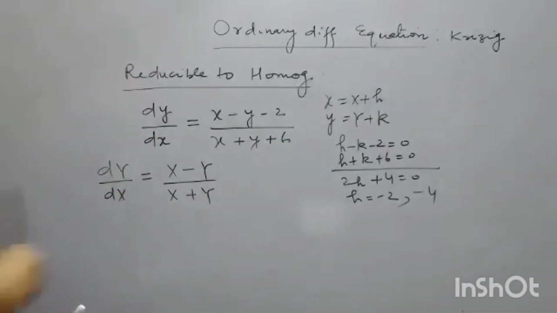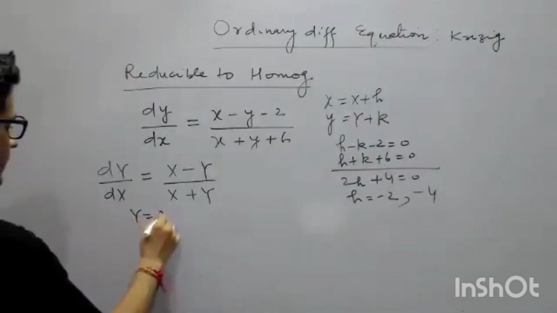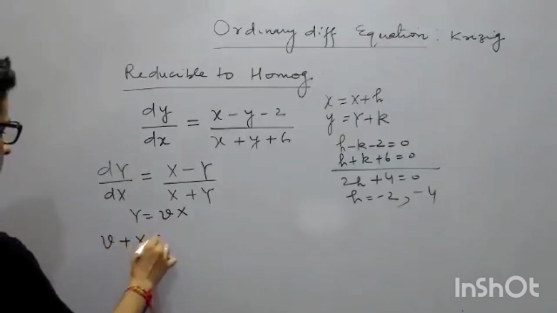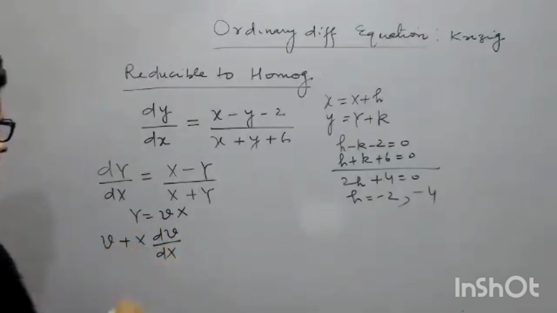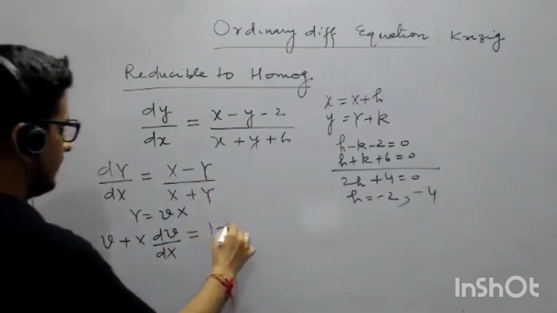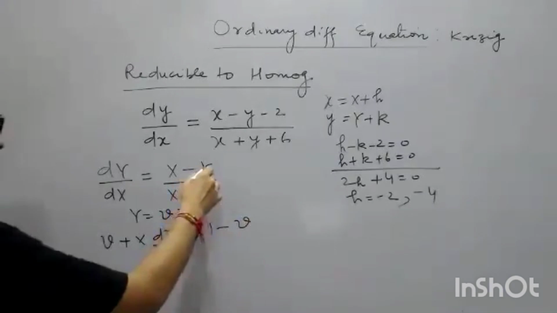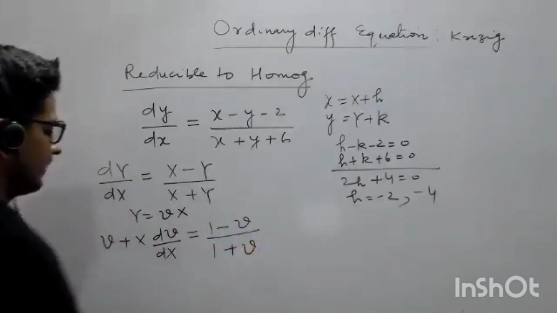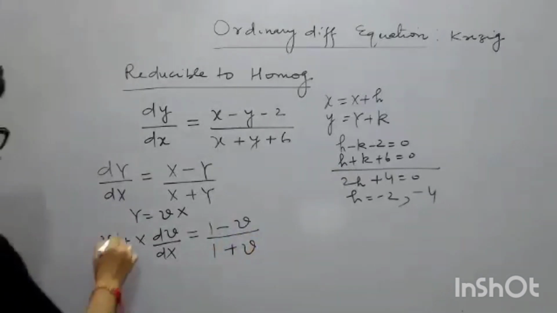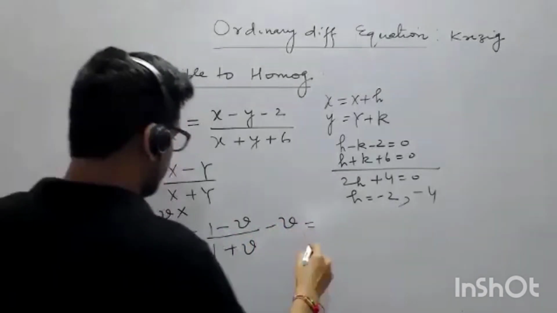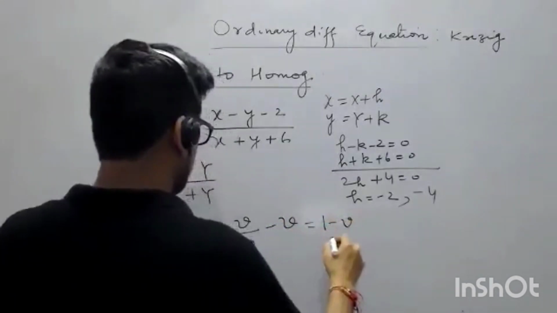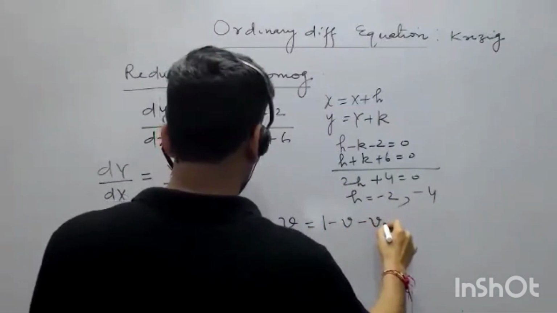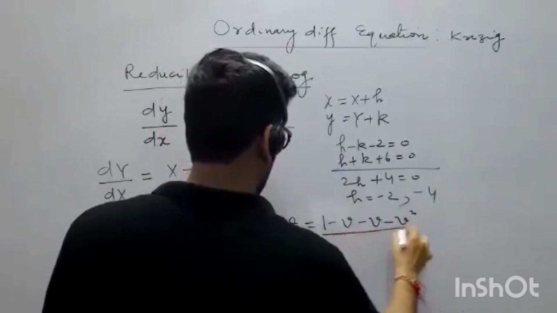Now we have to solve this equation by putting capital Y is equal to V capital X. So what will this become? It will become V plus capital X dV by dX. Yes, that was Vx. So it will become 1 minus V, you will put Vx here, so the X will be cancelled, over 1 plus V. Now remove this from here and put it here. It will become 1 minus V, and what about this? Minus V minus V square over 1 plus V.